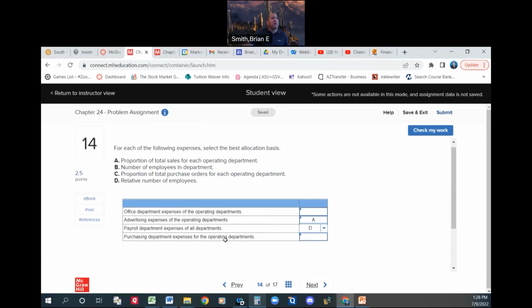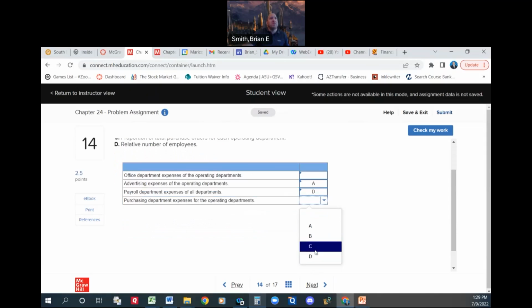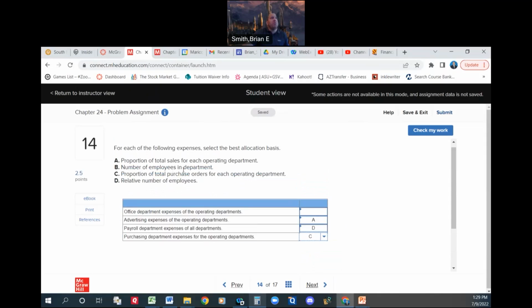Purchase department's expenses. Okay, so we're going to go with proportion of total purchase orders. The number of employees in department. That one actually should be number of employees in department. That one should be B.